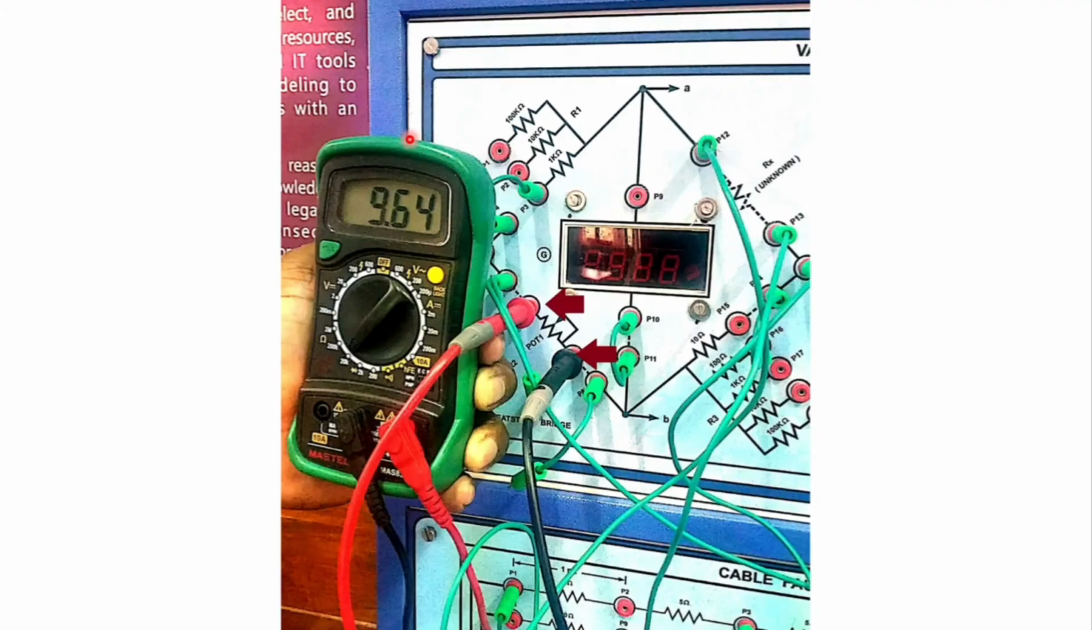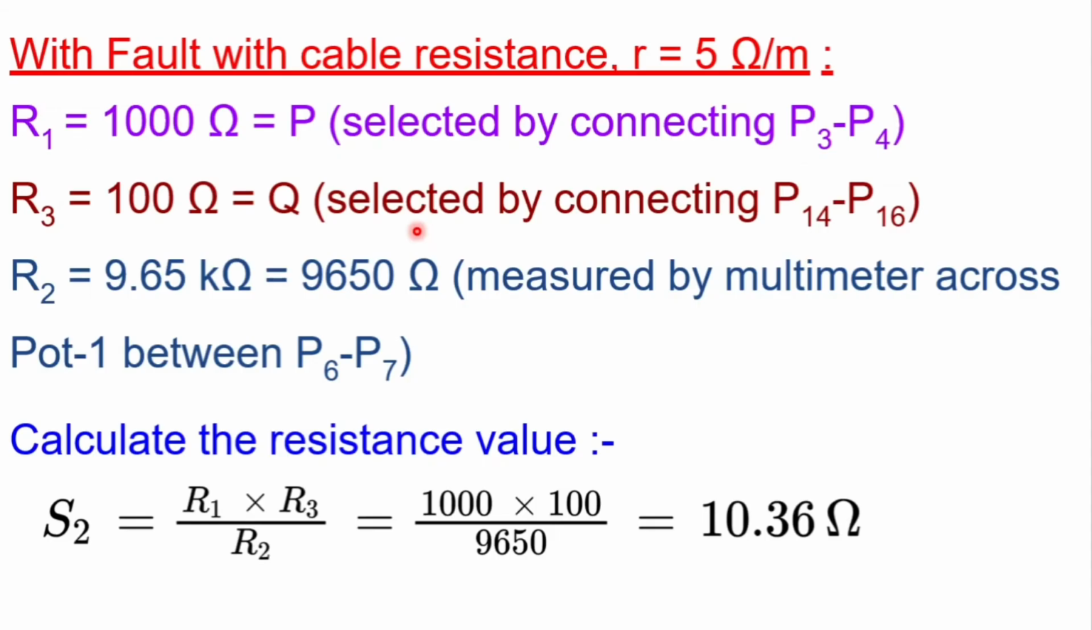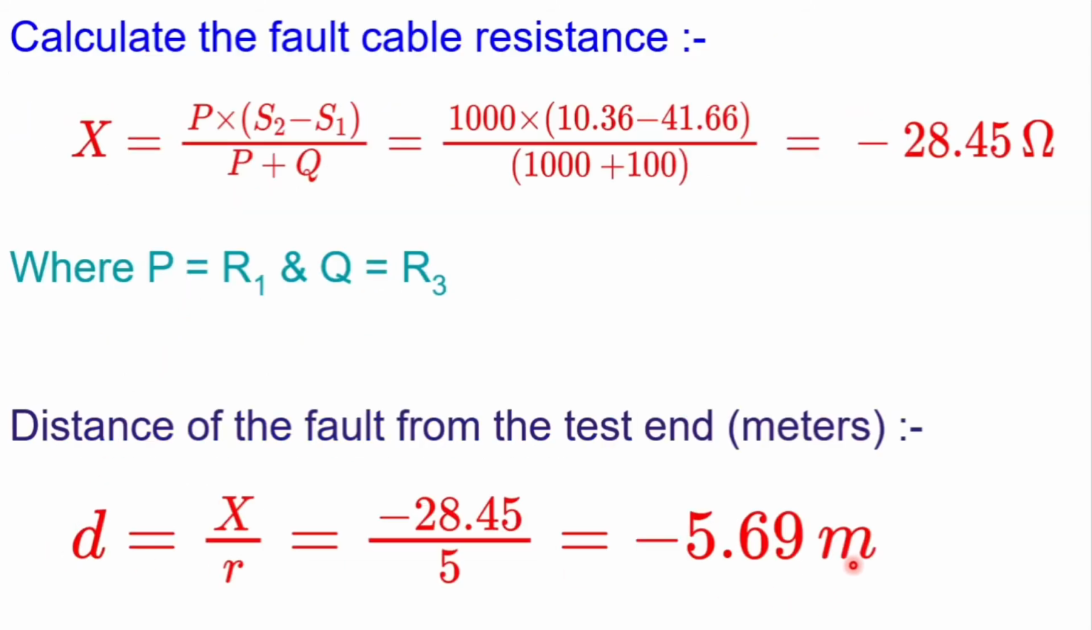Then again turn on the supply, then again you have to rotate this. What you have to do is measure a 0 point. So again this value has turned out to be 0, and once it turns out to be 0 you simply have to connect the patch cord over here and see the reading. So here we found that it is 9.64. Again calculate S2, you get 10.36 ohms.